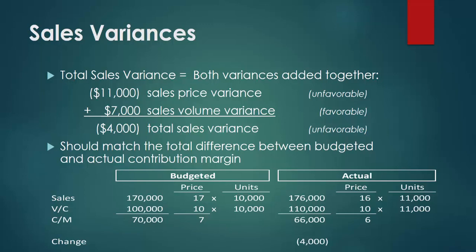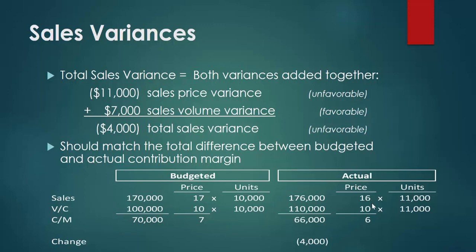And so if we ran the numbers for that problem through a contribution margin analysis, the budgeted numbers would look like this. We had a budgeted sales price of 17, a budgeted variable cost of 10, and so we had a budgeted contribution margin of 7. We multiply that by the number of units that we budgeted to sell, which was 10,000, and that gave us a budgeted contribution margin of 70,000.